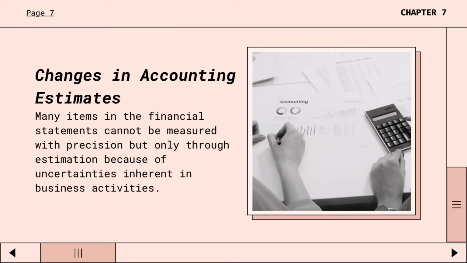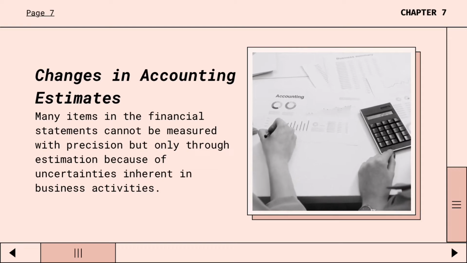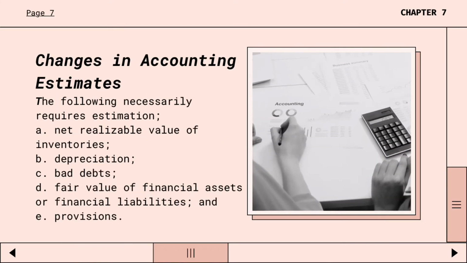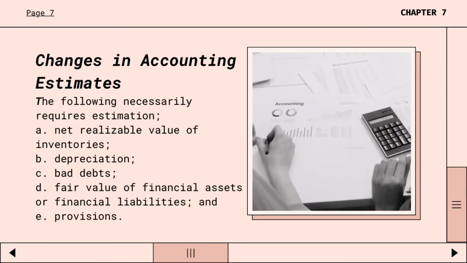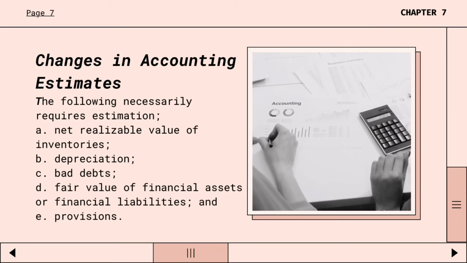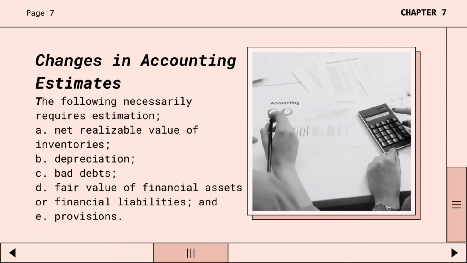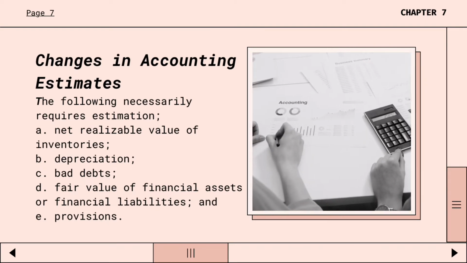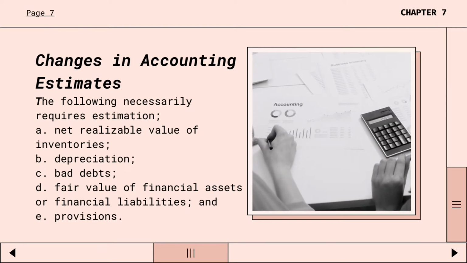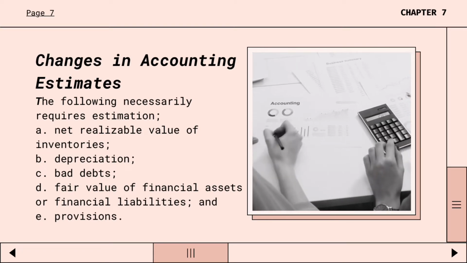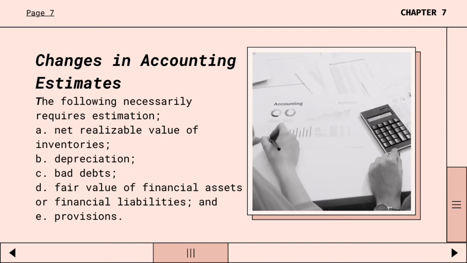The effect of a change in an accounting estimate is recognized prospectively by including it in profit or loss in the period of the change if the change affects the period only, or the period of the change and future periods if the change affects both. Changes in accounting estimates require estimation in the net realizable value of inventories, depreciation, bad debts, fair value of financial assets or financial liabilities, and provisions.